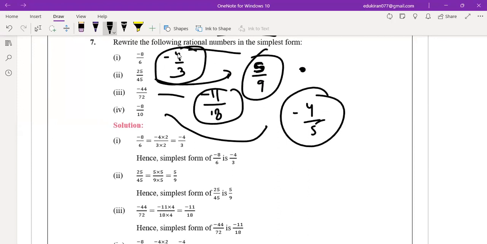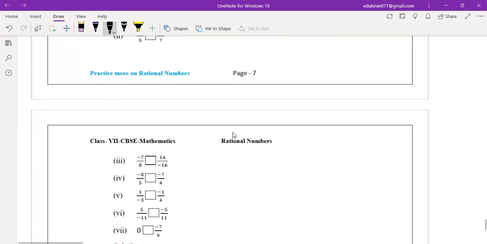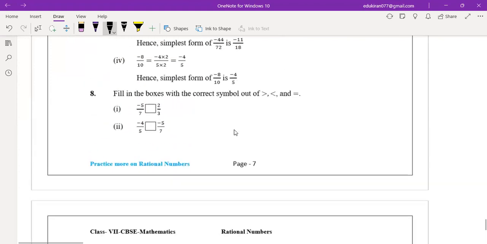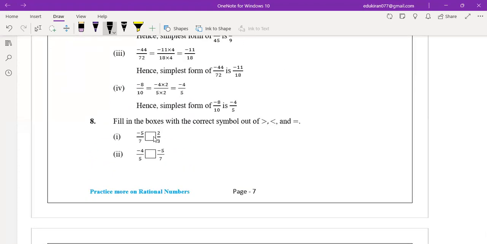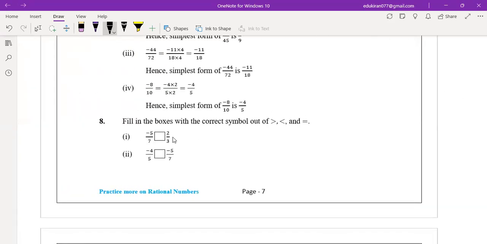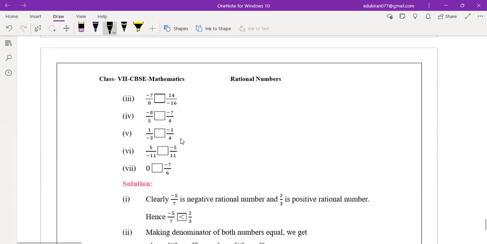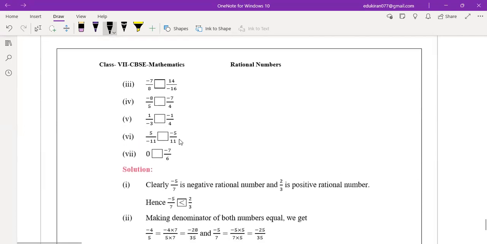Everyone got the same answer? Yes, ma'am. Very good. Now this one, you have to put the symbol. I hope you know the symbols. For example, 2 and 3. Who is greater? 3. So you will open the mouth this side. Now over here, you cannot decide who is greater. So first you need to do cross multiplication.